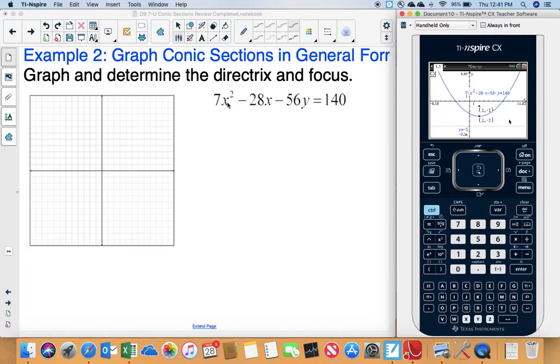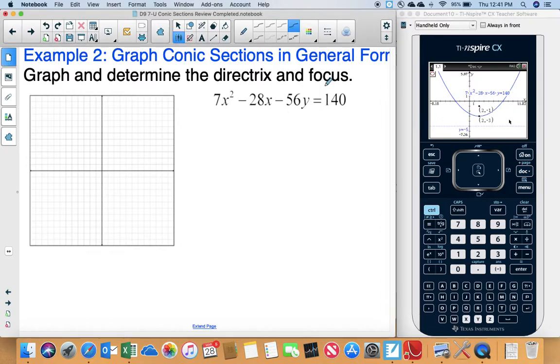So I'm going to follow 3 steps. The first step was put pairs on the left, singles on the right. So this right here, -56y, is a single. I'm going to move it to the right. So I'd have 7x squared minus 28x, I'm going to leave the blank, equals, and I'll put the 56y first. I'm making it positive, because I'm adding it to the other side, plus the 140.